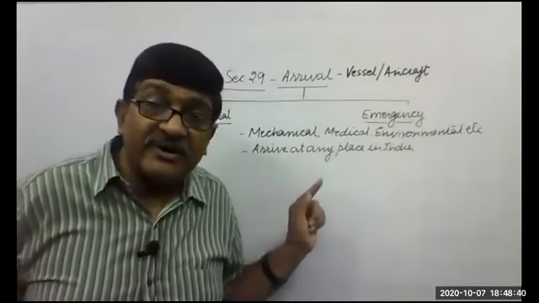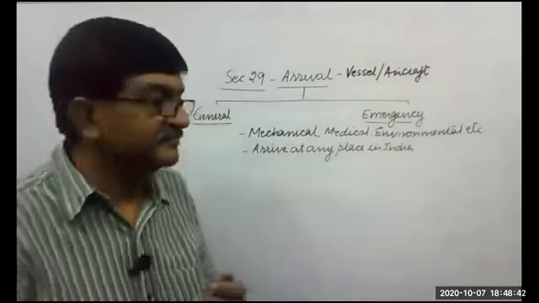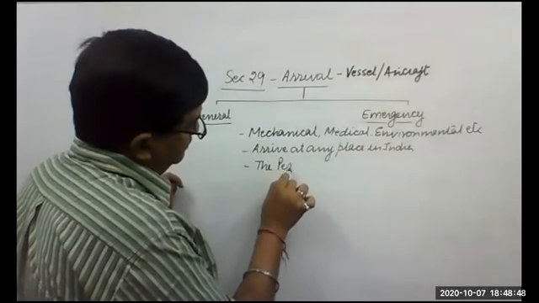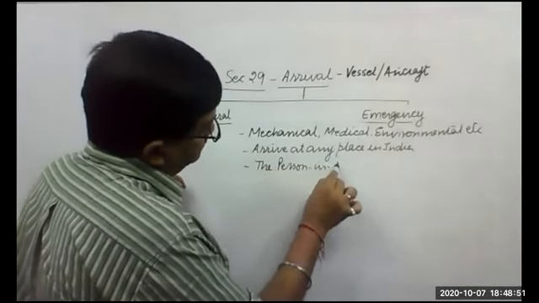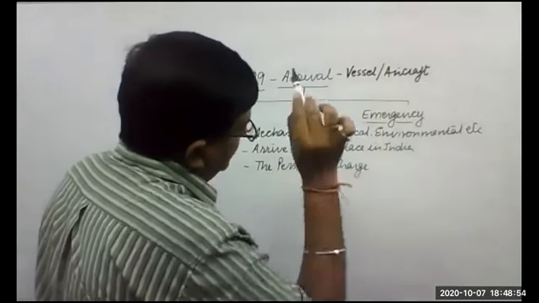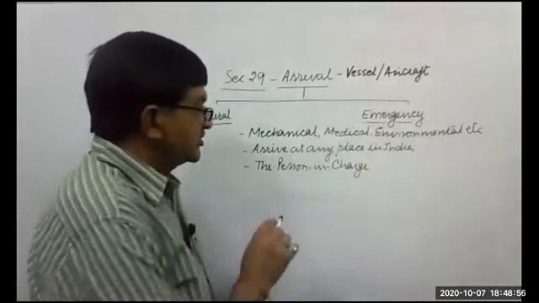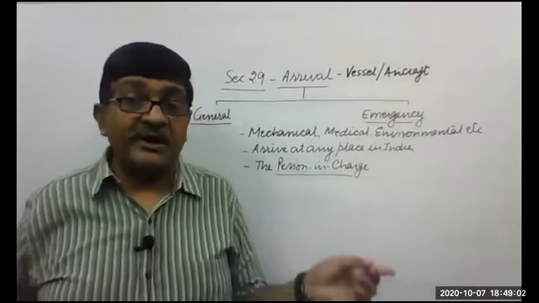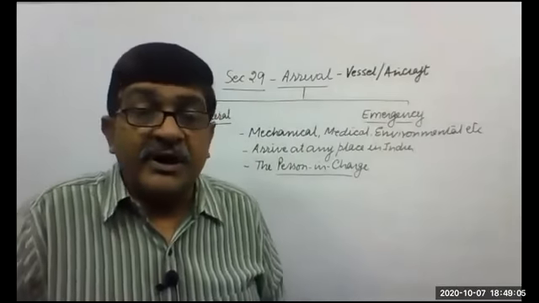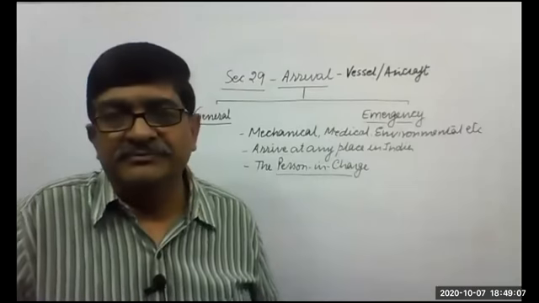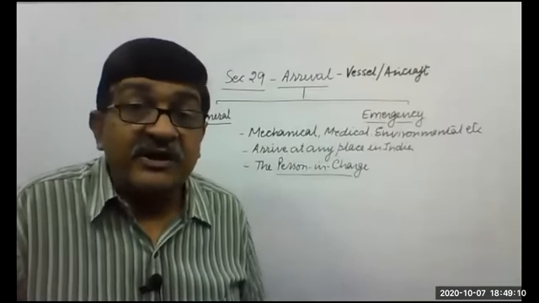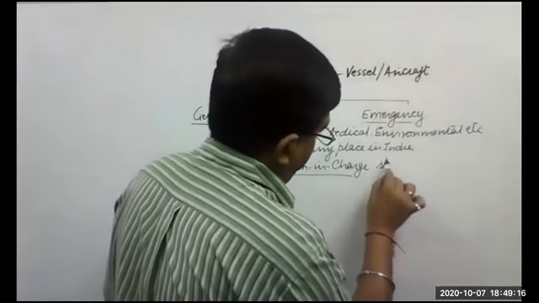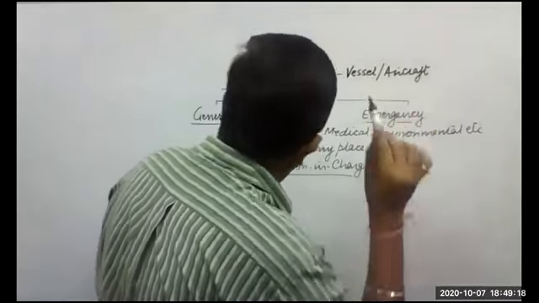But when this permission is given, special obligations are there. The person in charge. This is the proper definition, person in charge. In relation to aircraft, it is the pilot. In relation to vessel, it is the master or captain. He is referred to as the person in charge. The person in charge shall. Now these are obligations.